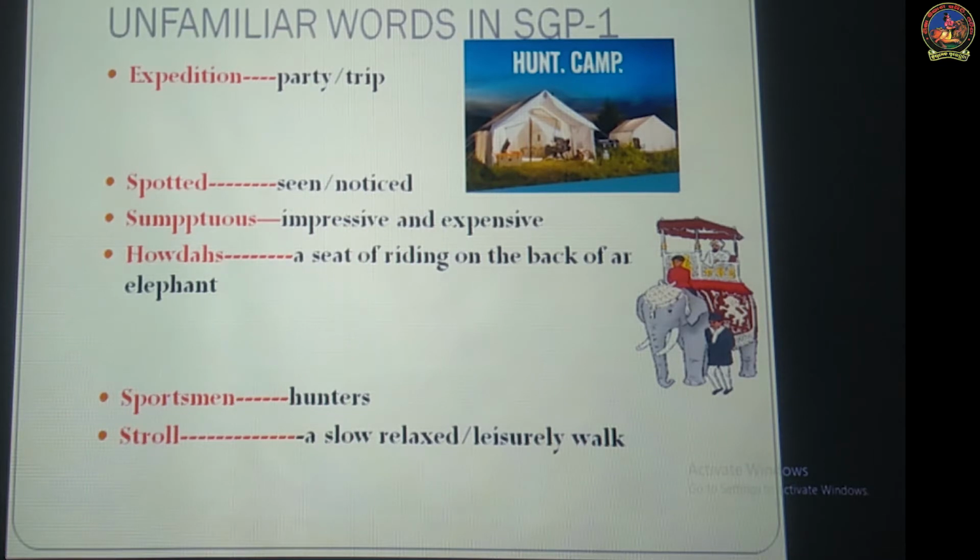You see there is a picture of howdahs. On the back of the elephant there is a seat. A seat for riding is called howdahs. This elephant has howdahs on its back. Another word is sportsman. Sportsman means hunter. Those who hunt are called sportsmen. There is another word, that is stroll. Stroll means a slow, relaxed or leisurely walk. That is stroll.